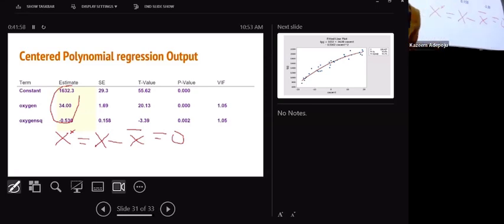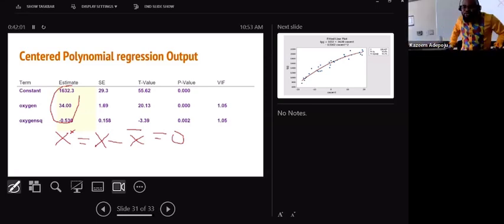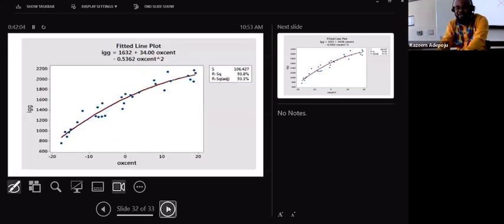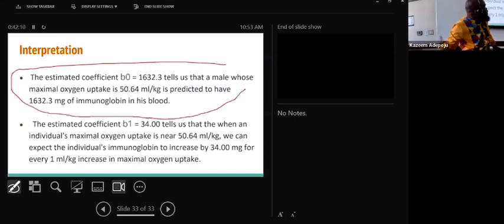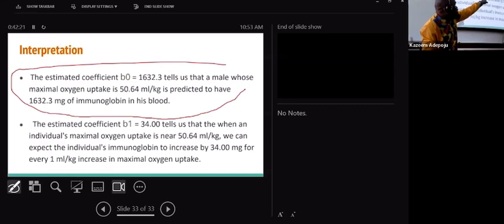Now, look at the way it's going to be interpreted. You're going to see now. What did I say? I said the estimated coefficient B0, 1632.3, tells us that a male whose maximal oxygen uptake is 50.64, which is the mean of the oxygen, is predicted to have 1632.3 mg of immunoglobulin in his blood. Where is this coming from? That is the mean of the oxygen.